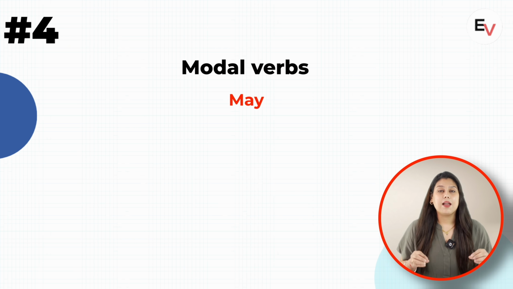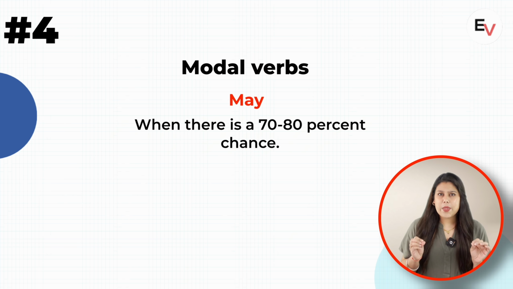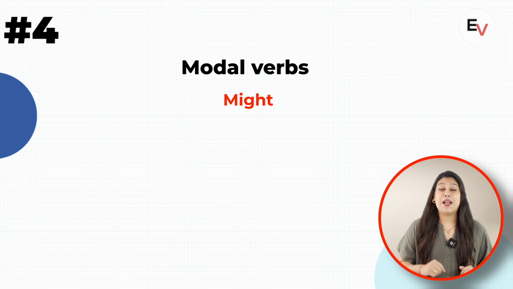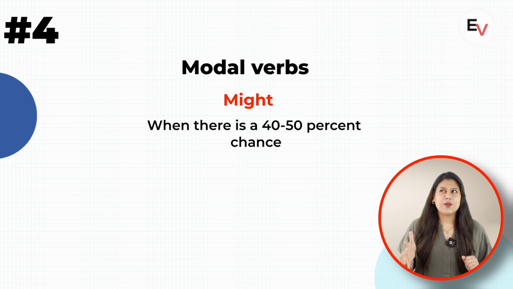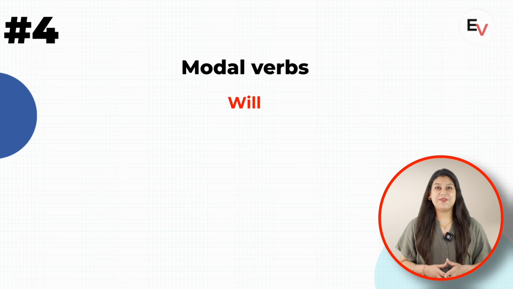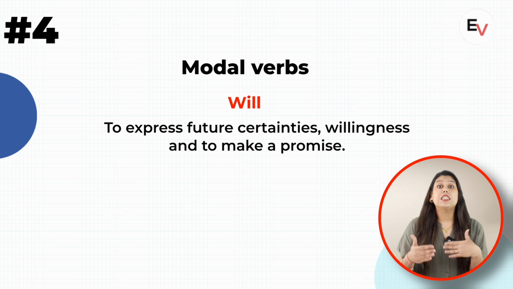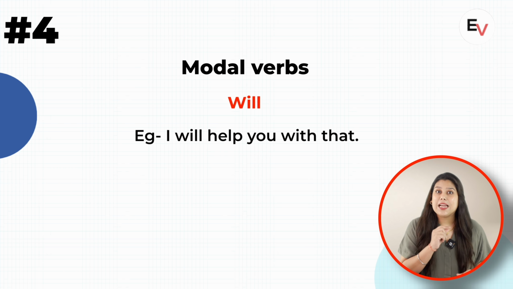Number 3 is may. May is used to take permission and to express possibility when there is a 70 to 80% chance. For example, may I leave early today, or it may rain today. Number 4 is might. Might is used to express possibility which is less certain than may, when there is a 40 to 50% chance, like it might rain today. Number 5 is will. Will is used to express future certainties, willingness, and to make a promise. For example, I will help you with that.